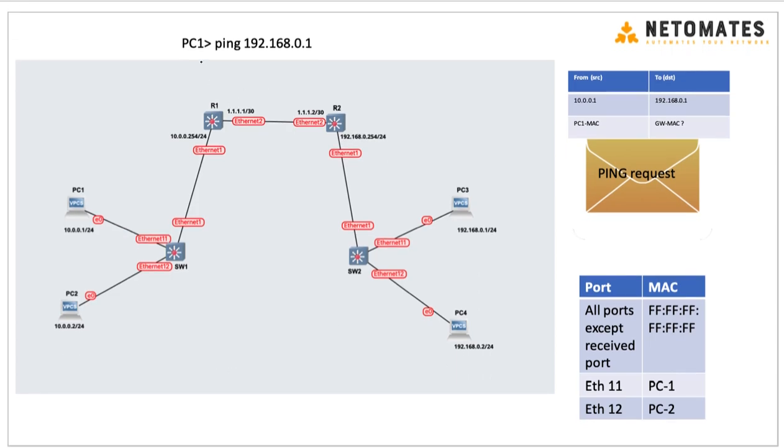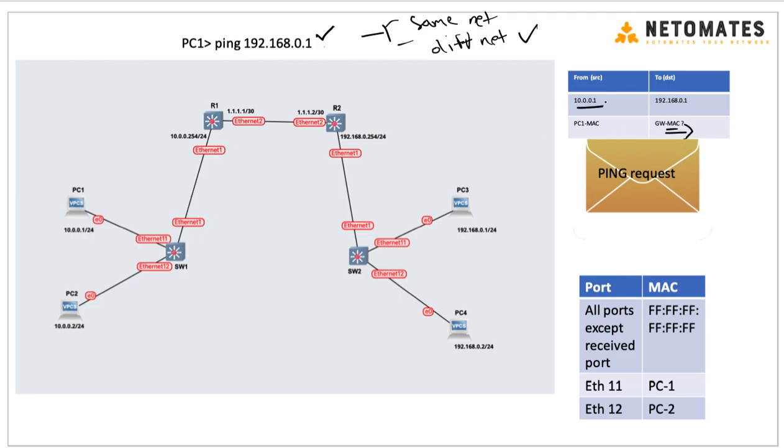Now let's try to ping 192.168.0.1. So now we are trying to ping from PC1 to PC3. Once we issue this command, what will PC1 do? It will check whether the destination is in the same network or not. In this case it is in a different network. If it is in a different network, it needs to send this packet to the gateway. How can it send the packet to the gateway? It just needs to put the MAC address of the gateway so that the packet will go to the gateway.